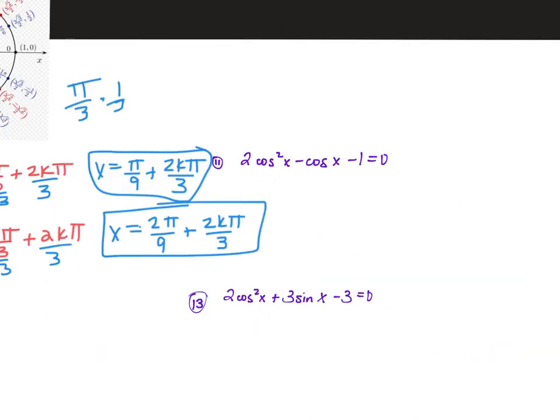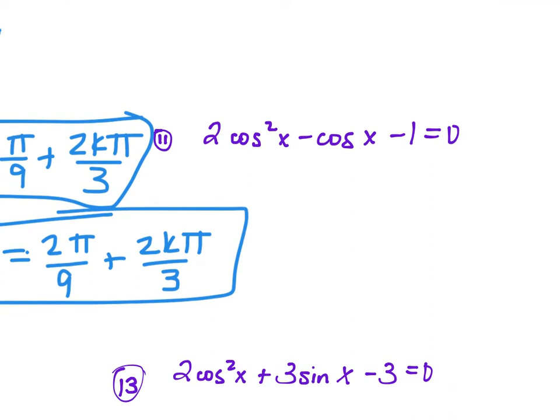All right, guys, moving along to number 11. You see here, you have the same trig function, cosine. First term is squared, second term isn't. This is where we think quadratic. And since it's the exact same trig function, you can replace your trig with x's. So 2x squared minus x minus 1 equals 0.